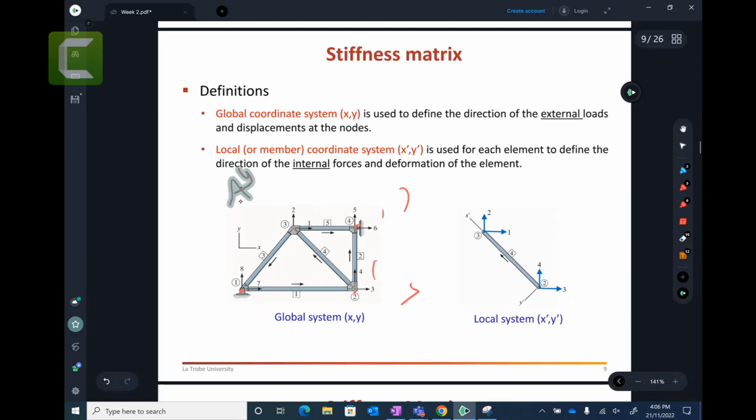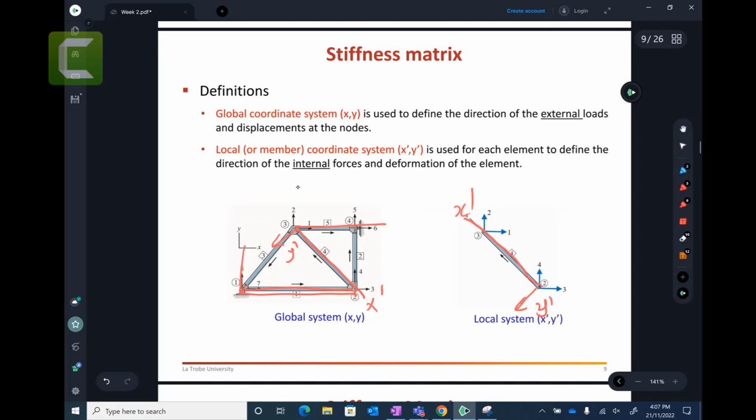And you have a local system. Local system meaning that each member has its own system. So, let's say, going from this member from here, it has this one. It is represented by, let's say, y dash and x dash. So each of these has its own system. This member number 4 has, let's say, this is x dash and this is y dash.